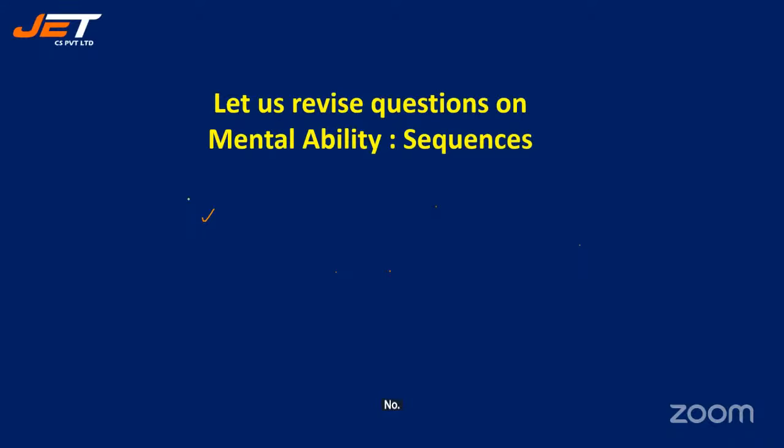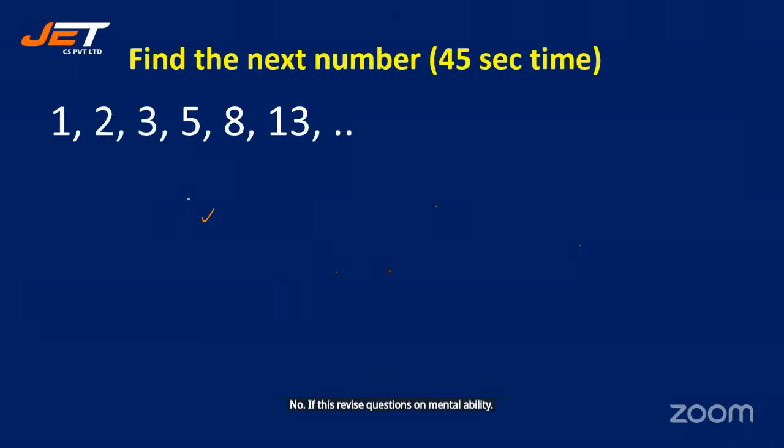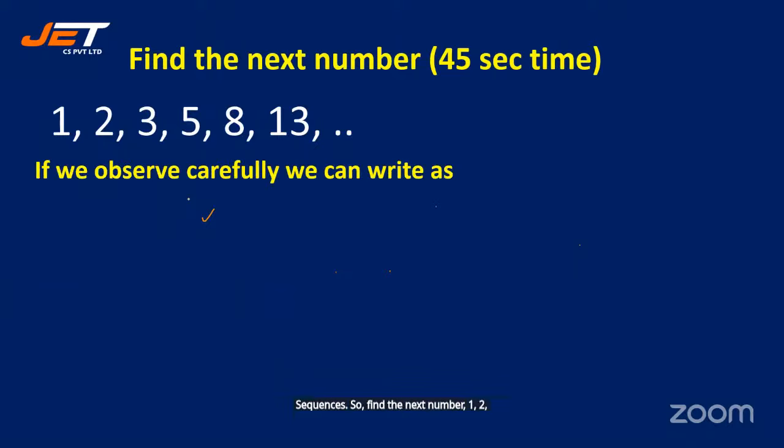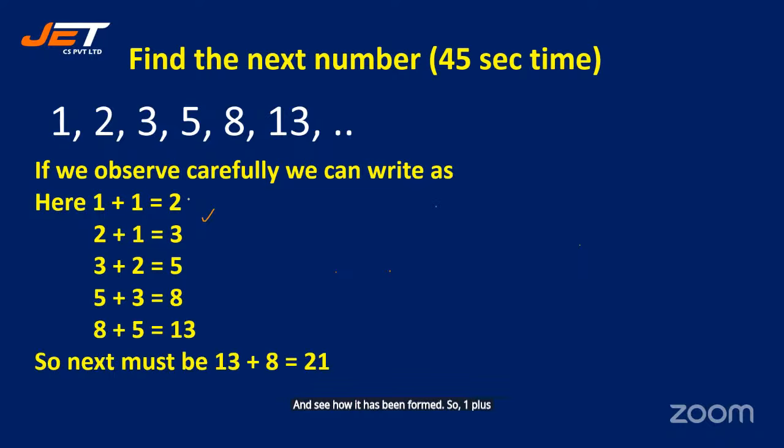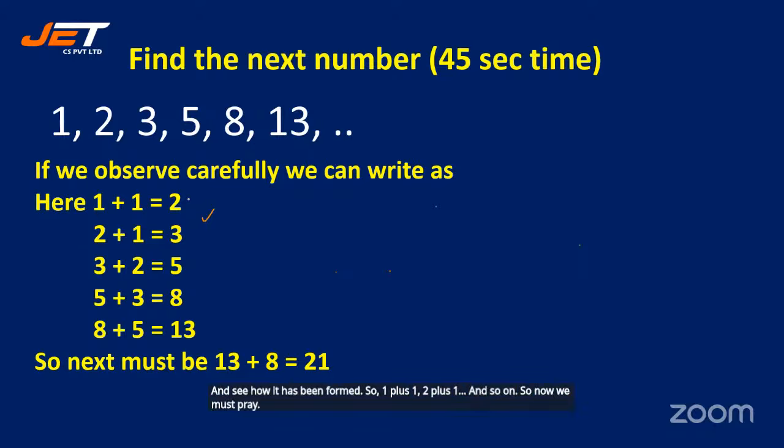Now, let us revise questions on mental ability sequences. So find the next number: 1, 2, 3, 5, 8, 13. So the next number, you can see how it is being formed. So 1 plus 1, 2 plus 1, and so on. So now we must try 13 plus 8. Okay? Which is 21. Next.